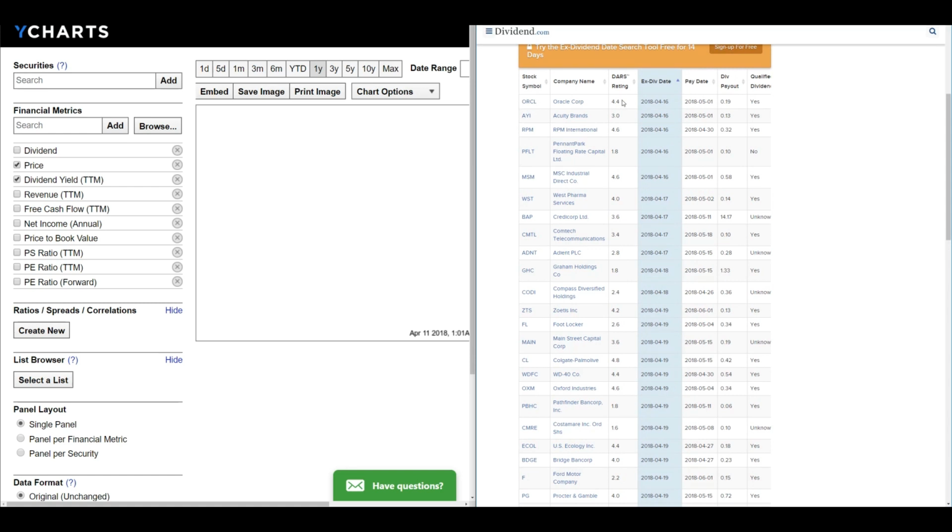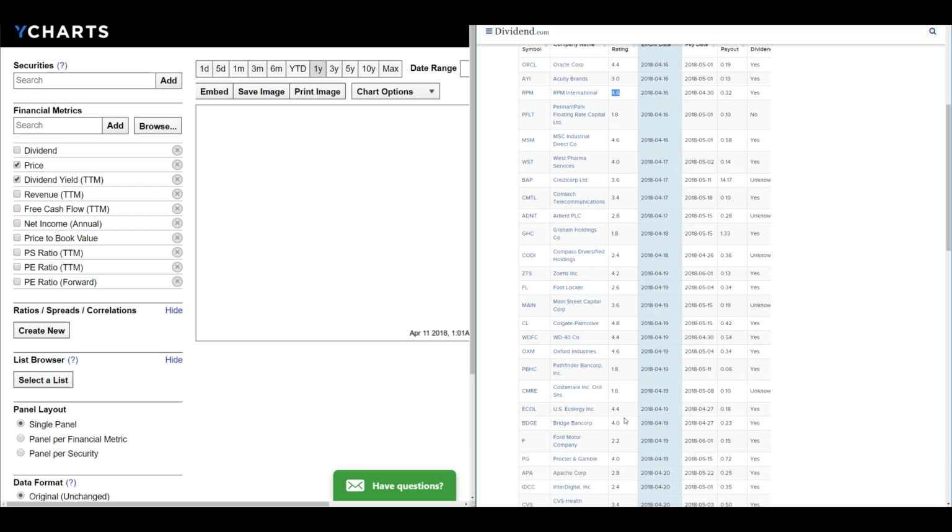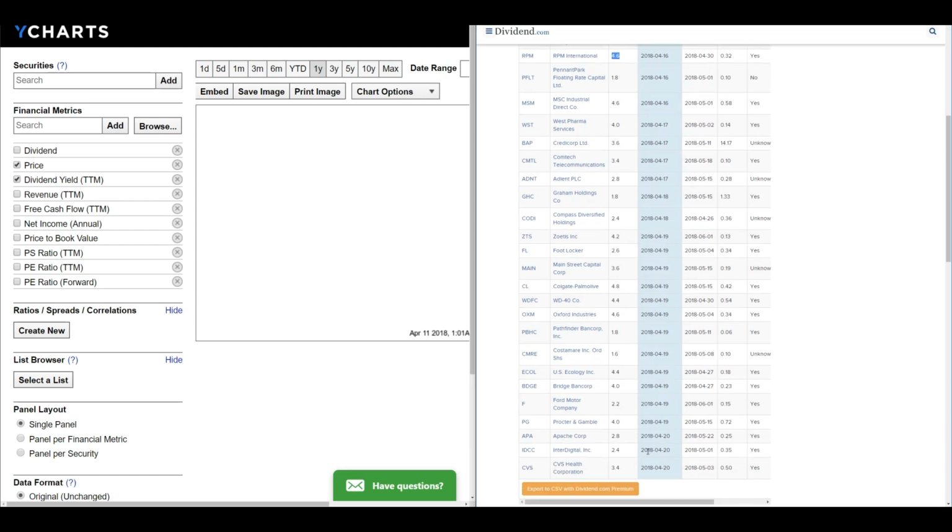Number one right now at the highest rated is Oracle. Actually, no, it's RPM with a 4.6. In the last couple of weeks, we have had some 5.0s, but nothing really stands out with the 5.0 rating. It looks like the lowest is CMRE, with a 1.8.